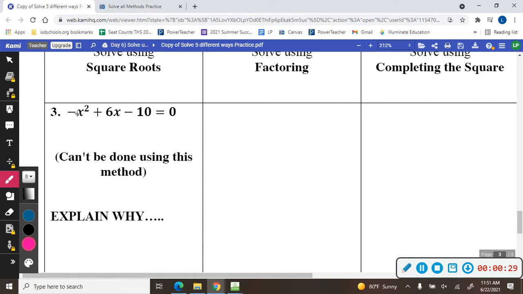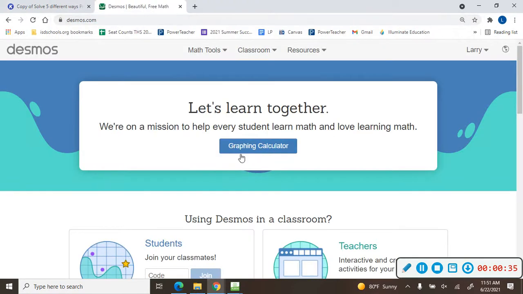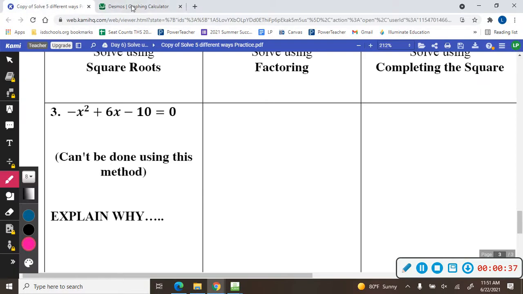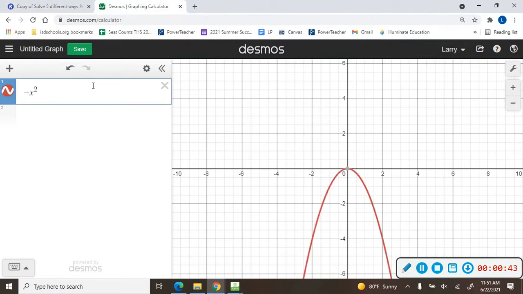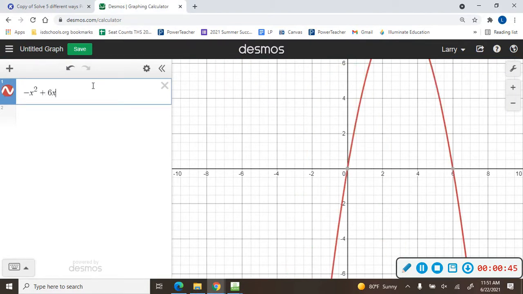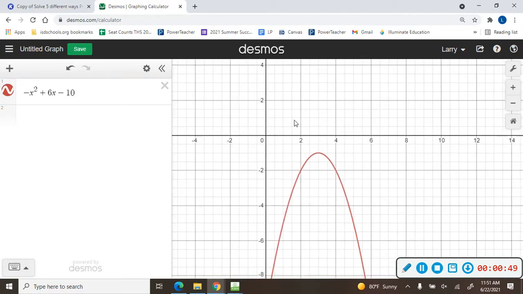So the way I would start is I would go to Desmos and I would type it in. I like to get a visual before I start. Negative x squared plus 6x minus 10. And so the question is, when does this cross the x-axis? Well, it doesn't in a real number system.